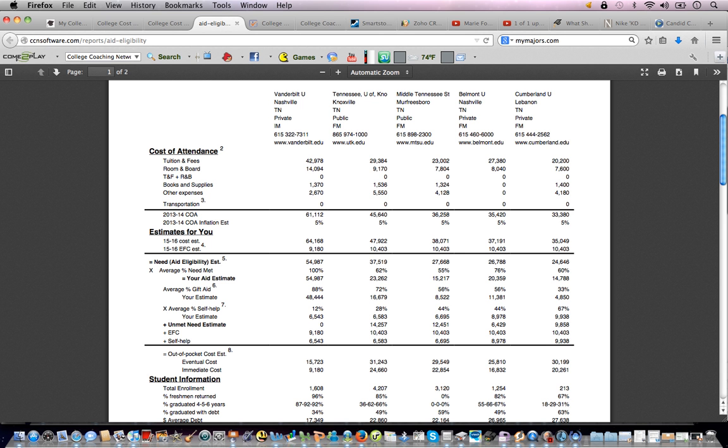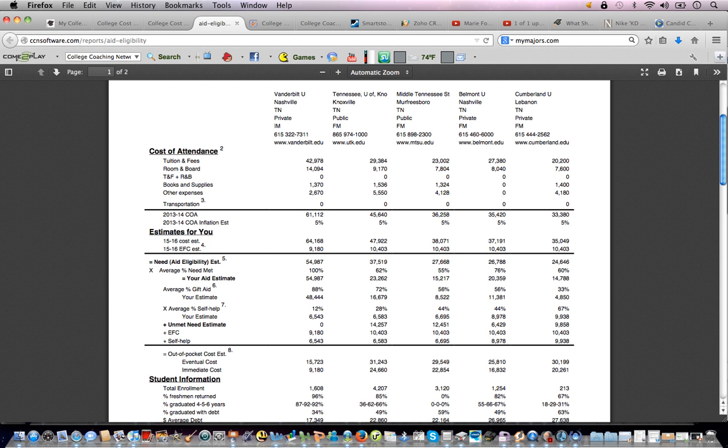If you see this is 54,000, 88% of that 54,000 is coming from an average of gift aid. That means that's non-repayable funds. 72% of this 23 is from gift money, non-repayable. I'd rather have 48 in gift money than 16. I'm just going to tell you that off the top of my head. 12% is in self-help, which is student loans. 28% is in self-help student loans.